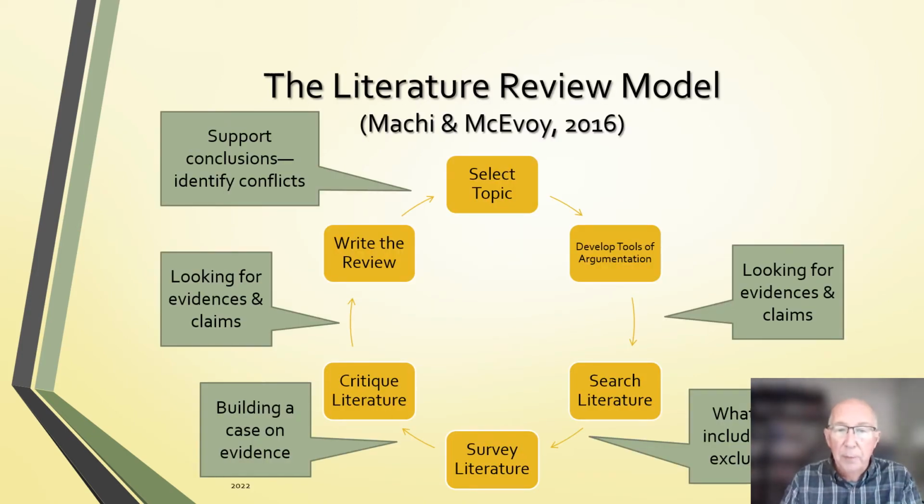Mackey and McVoy provide this chart for literature review. They call it the literature review model. It begins at the top with selecting a topic, then developing tools of argumentation, searching literature, surveying the literature, critiquing literature, writing the review, and then back again through the topic.